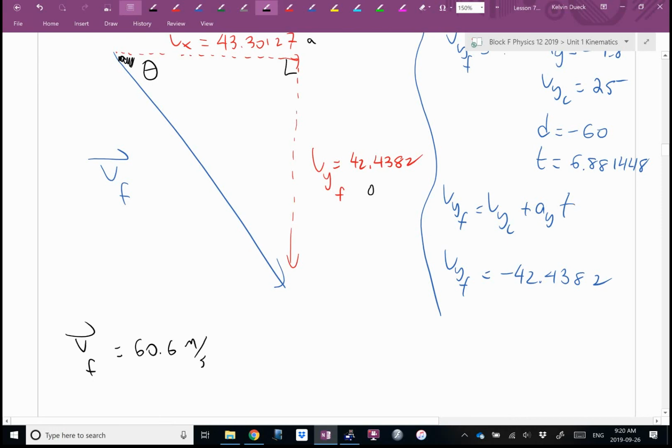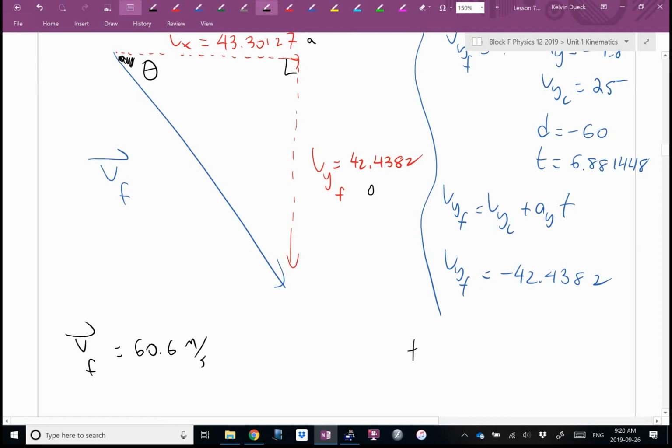Look up for a second. I can already tell you what the answer is almost in my head, Ben, just because this is 42.4, this is 43.3. These are almost the same length. This is almost an isosceles triangle. We're going to be really close to 45 degrees. I'm going to guess either 44 or 46. Anyways, let's solve it.